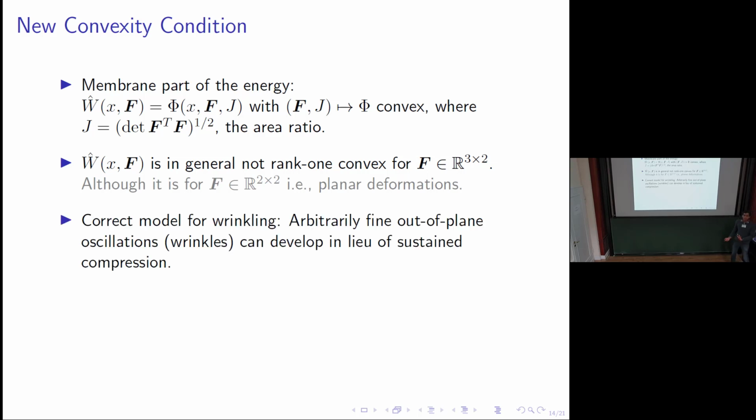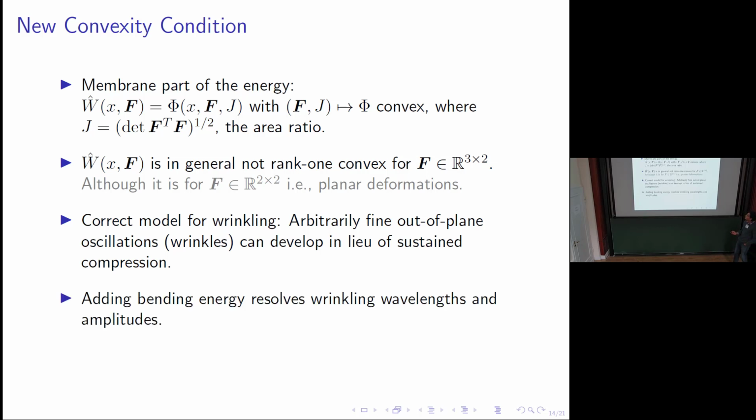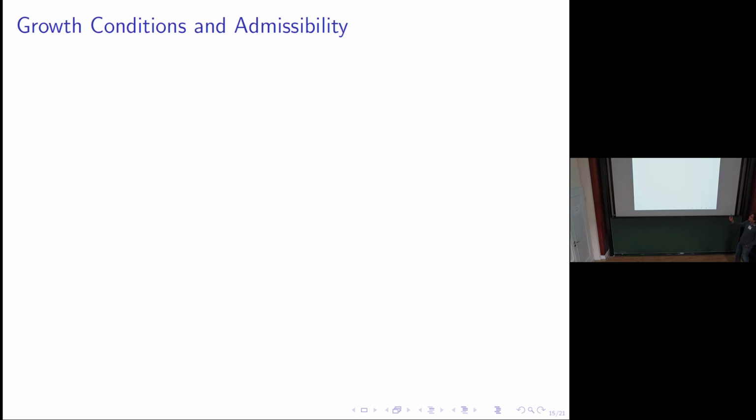But if you do allow things to pop out of plane, then you get wrinkling. If you do allow things to pop out of plane, then you can produce these really fine oscillations that can drive the energy lower and lower. You don't get existence of minimizers. But then you can add on a bending energy. And as I showed in the previous slide, when you have bending energy, it will resolve the wrinkling patterns, and you'll get characteristic wavelengths and characteristic amplitudes for wrinkling. So all of that sounds good for this new convexity condition. And of course, compressive stresses for this are not generally zero, like in the tension field theory, which also is more realistic.